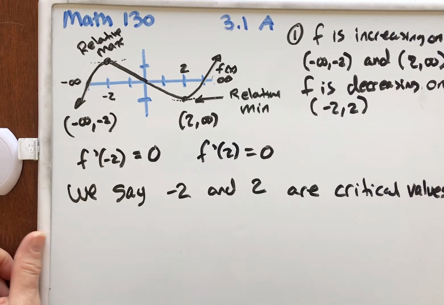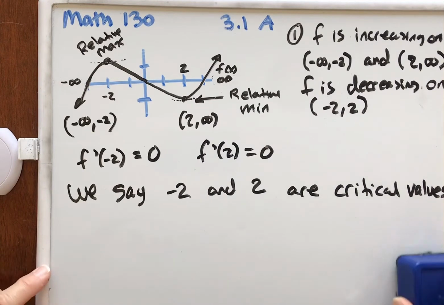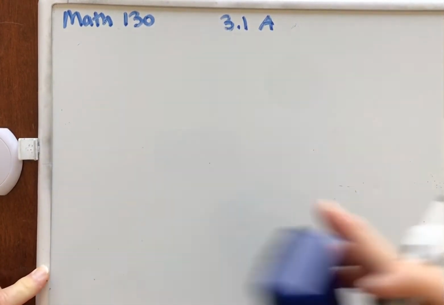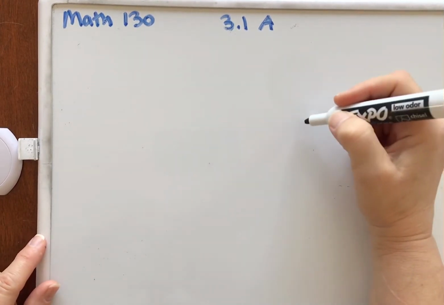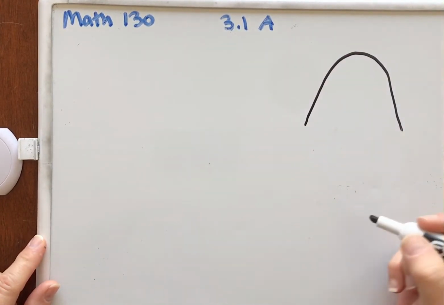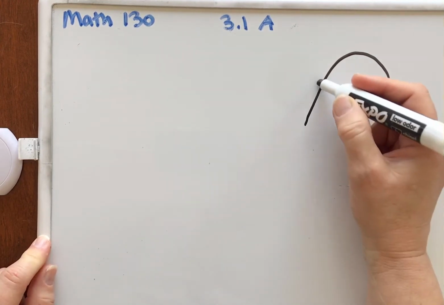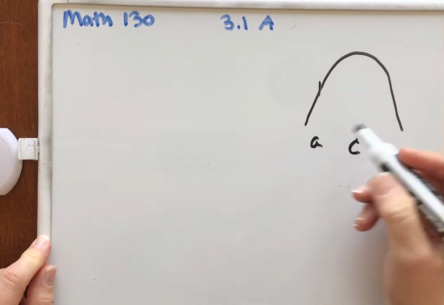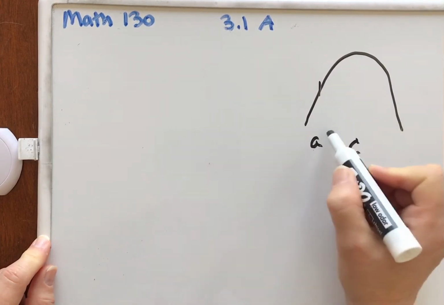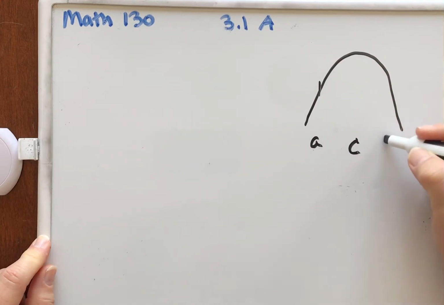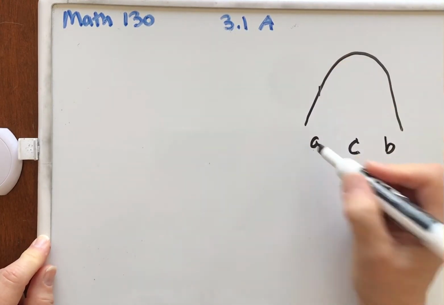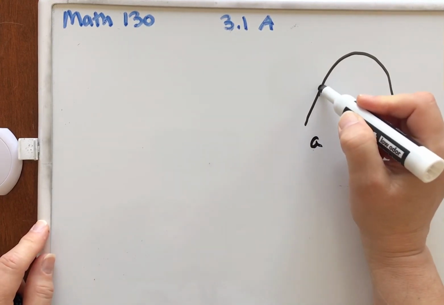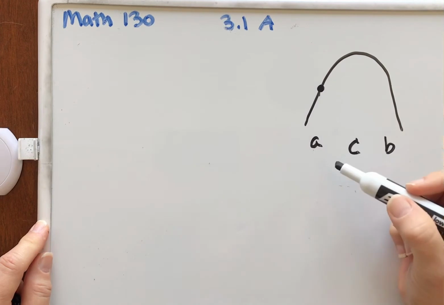All right. We're going to look at a theorem now. So I'm going to erase this. I'm going to draw this picture right here. Okay, I'm going to say this is like point A, and this is point C right here. So these are x values, A, C, and B. That's not A, this is A. Okay, so what about f of A? There's f of A.